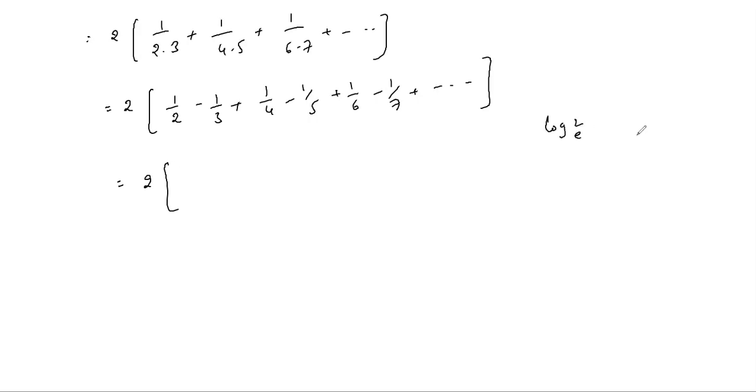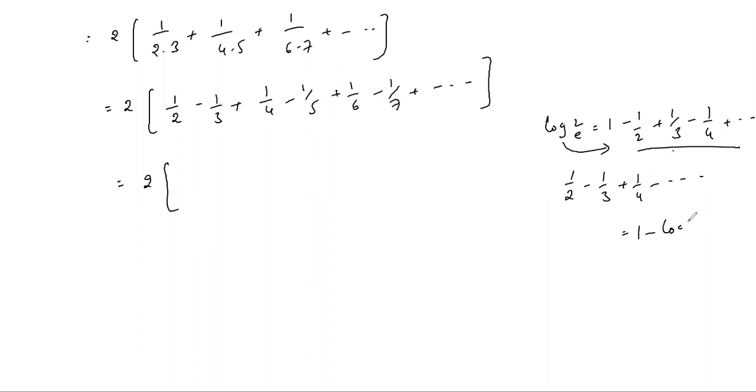1 minus 1 by 2 plus 1 by 3 minus 1 by 4 plus and so on. But we have only 1 by 2 minus 1 by 3 plus 1 by 4 minus and so on. So these terms you take on the left side and this term on the right side. So this value is nothing but 1 minus log 2 base e.